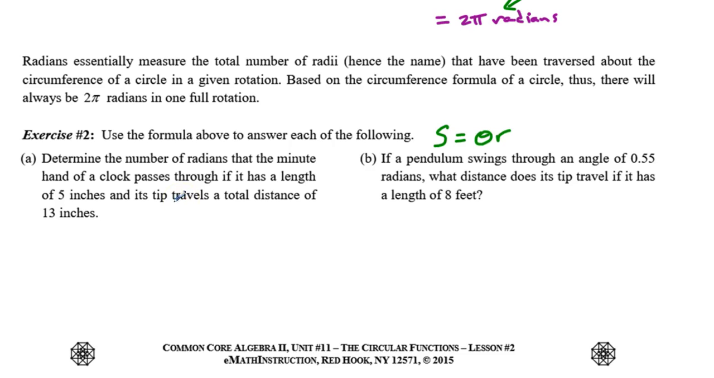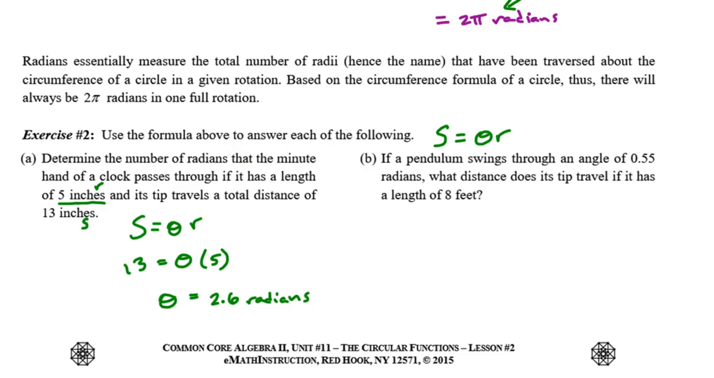Okay, so hopefully you paused and underlined stuff. The minute hand of the clock has a length of 5 inches, so that would be our R, the radius. The tip is traveling a distance of 13 inches, so that would be our S, the arc length. So 13 is equal to some angle times 5. And when we divide both sides by 5, we find out that theta, or the central angle, is 2.6 radians.